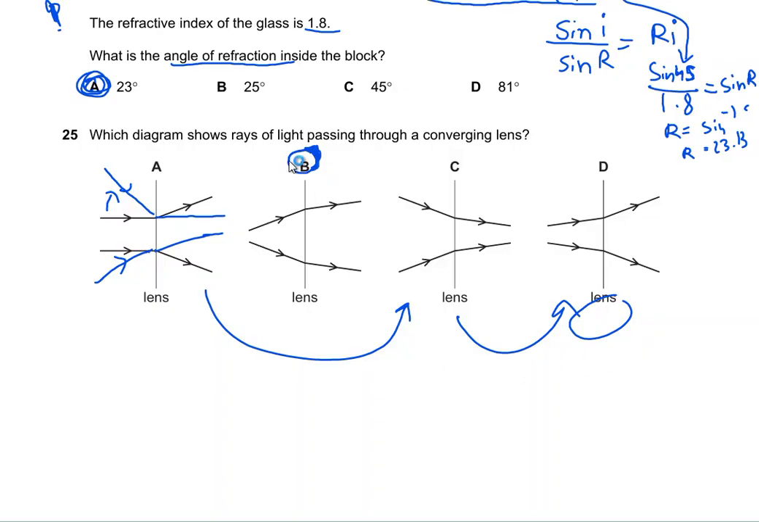So B is basically the converging lens. It converges the light ray towards the normal. This is the normal, it converges it towards the normal. Okay, that's it.